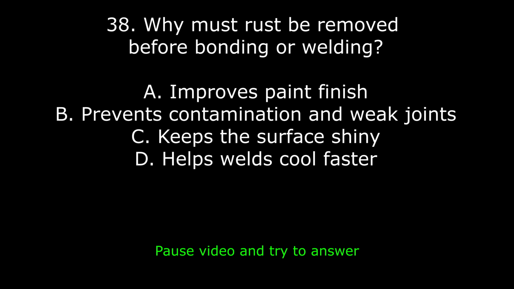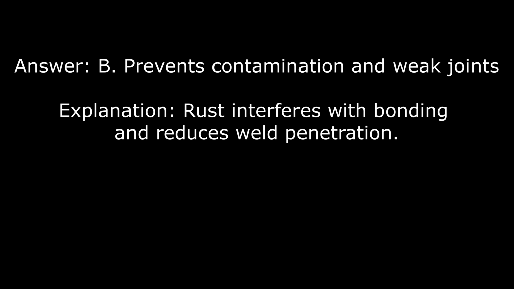38. Why must rust be removed before bonding or welding? A. Improves paint finish. B. Prevents contamination and weak joints. C. Keeps the surface shiny. D. Helps welds cool faster. Answer: B. Prevents contamination and weak joints. Explanation: rust interferes with bonding and reduces weld penetration.